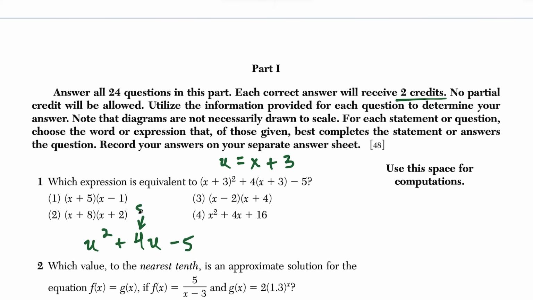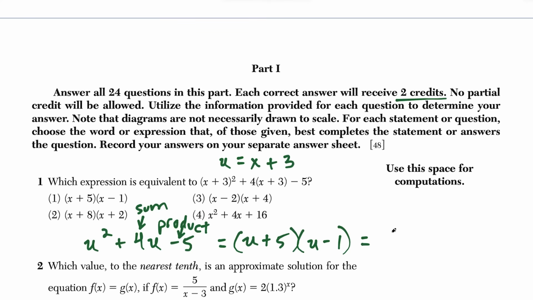So I'm looking for two numbers that have a sum of positive 4, and I also need the two numbers to have a product of negative 5. So from here, what we could do is just factor this. The two numbers are going to be 5 and negative 1. So I'll have u plus 5 times u minus 1. And I know this is going to be good because 5 plus negative 1 is 4, and 5 times negative 1 is negative 5. And now from here, I'm just going to plug back in for u.